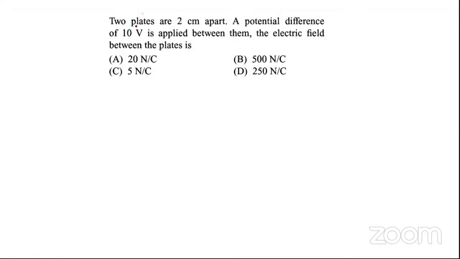Okay, so two plates are 2 centimeters apart. A potential difference of 10 volts is applied between them. The electric field between the plates is.